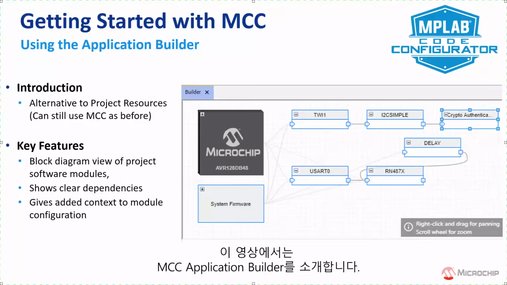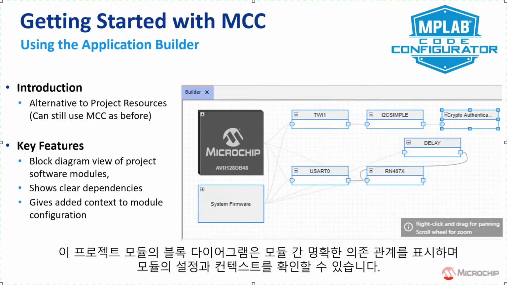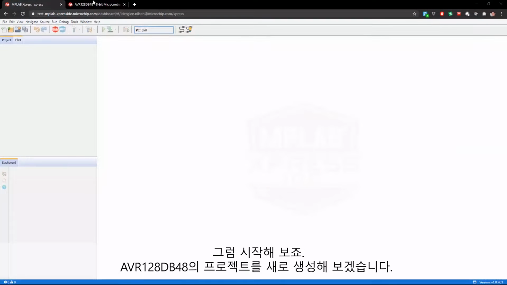In this short video, we're going to introduce the new MCC Application Builder. This is a graphical view of project resources, allowing you to use MCC as before, as well as viewing the relationship between your peripherals, drivers, and libraries. This block diagram view of your project modules shows the clear dependencies between them, giving added context to an individual module's configuration. Let's dive in.